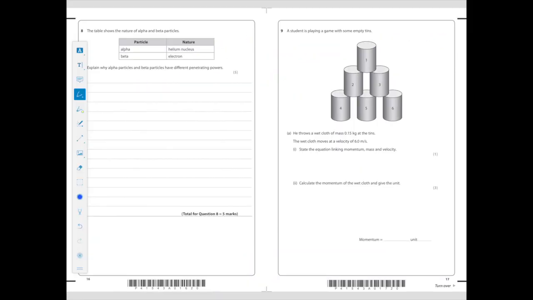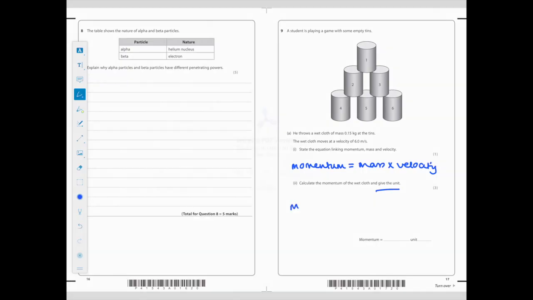9. A student is playing a game with some empty tins. He throws a wet cloth of mass 0.15 kilograms at the tins. The wet cloth moves at a velocity of 6 meters per second. State the equation linking momentum, mass and velocity. So that is momentum equals mass times velocity. Calculate the momentum of the wet cloth and give the unit. Don't forget to do the other half of the question.